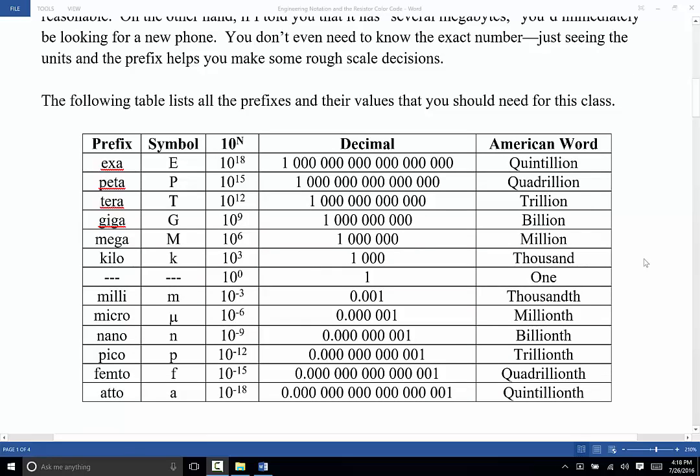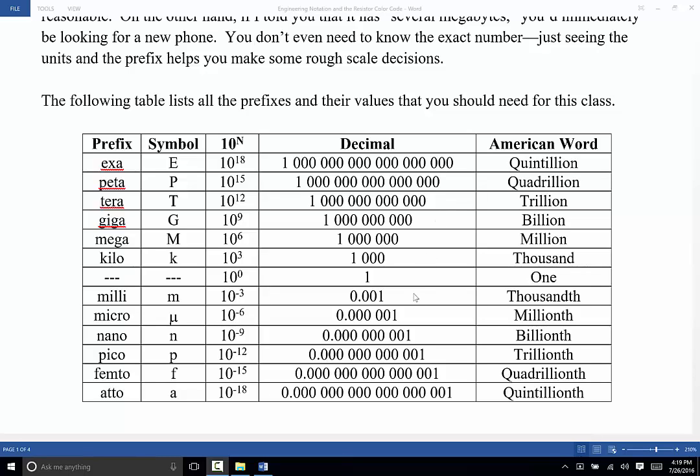So here you can see a table, and I've tried to go maybe one or two in each direction further than you might realistically need to know. But you can see here that if we start in the middle, there's no prefix if you're talking about numbers on the order of 1. But as you go up to 1,000, it's kilo, mega is a million, giga, and tera. I don't usually tend to see peta or exa very often. There's some discussion about petaflop computing, so here you can see that we might be talking about a quadrillion floating point operations per second. But really, for our purposes, tera is about as high as we're going to tend to go in this class.